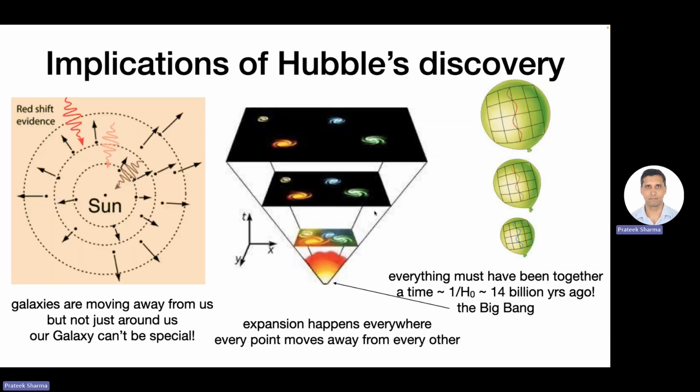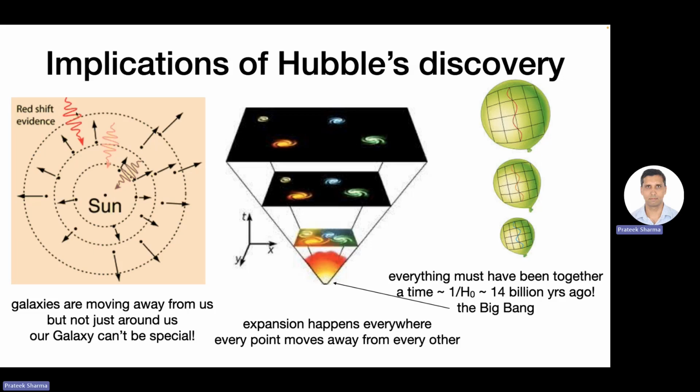Okay, so what are the implications of Hubble's discovery? Basically, this is what is shown here. So you have the sun or Earth, whatever, us, and the closer galaxies are moving away slowly. The farther the galaxies are, the farther away they are moving. And so, for example, the nearby galaxies will not be redshifted as much. Farther away will have a higher redshift because they are moving away faster from us.